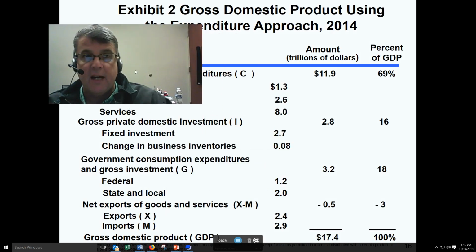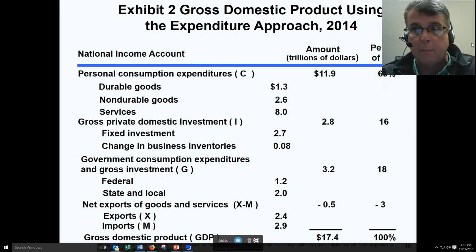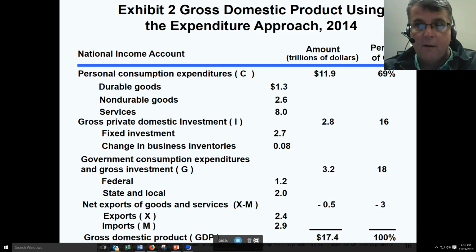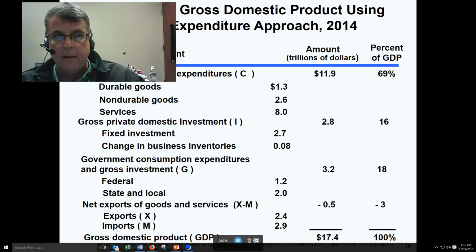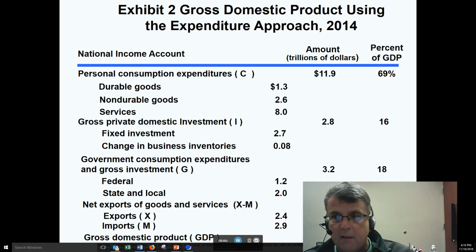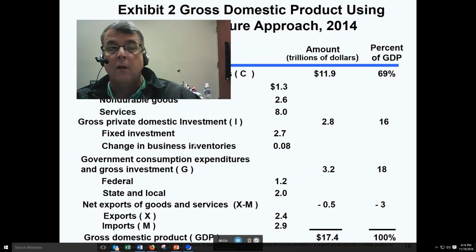Okay, here we've got gross domestic product using the expenditure approach. The largest component of gross domestic product is consumption spending, 69%. Gross private domestic investment, I, is about 16% in the year 2014. Government expenditures, 18. Net exports, -3, because we import more than we export here in the U.S.